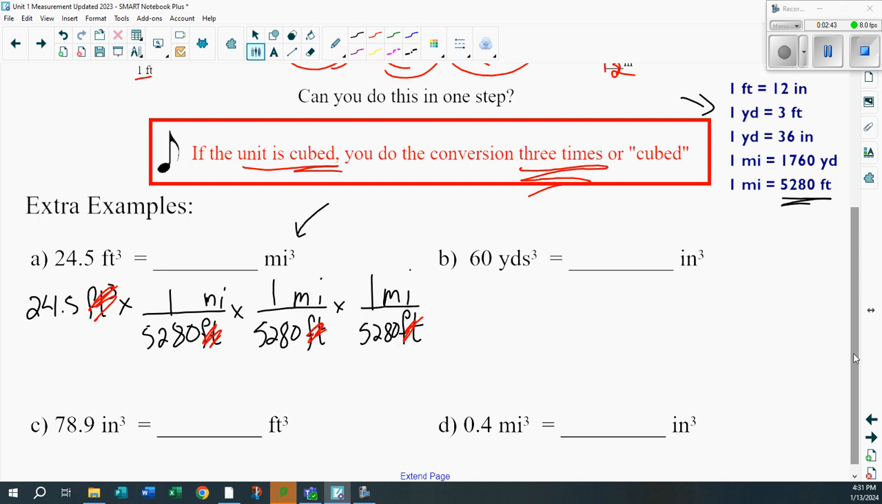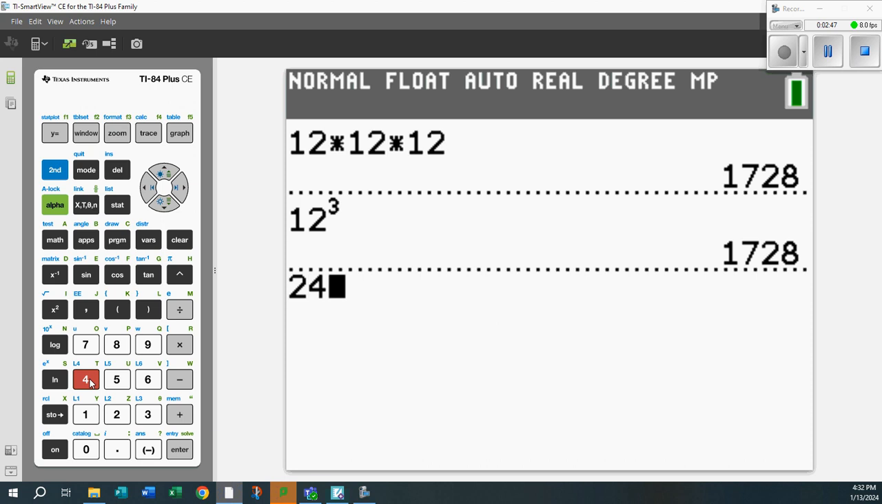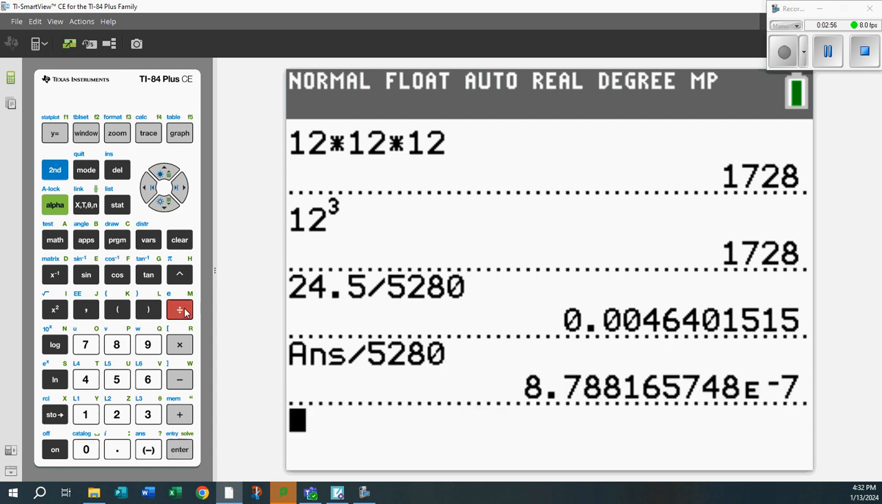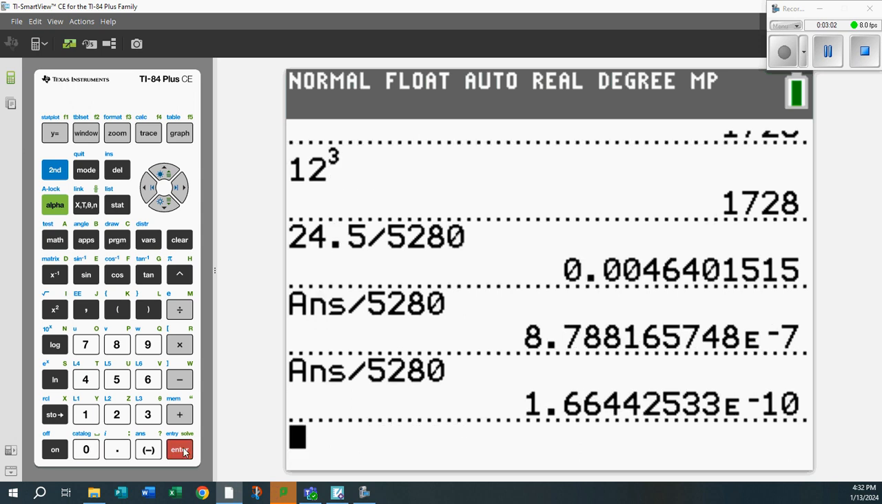All right, okay, so 24.5, let's bring up the calculator. 24.5 divided by 5280 once, divided by 5280 twice, divided by 5280 3 times. Now look at the number you get here. This is cool. This is really, really interesting. What does this number mean? Okay, this means scientific notation. I'm just going to use 2 decimals.